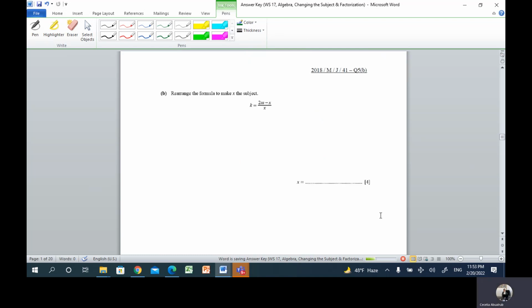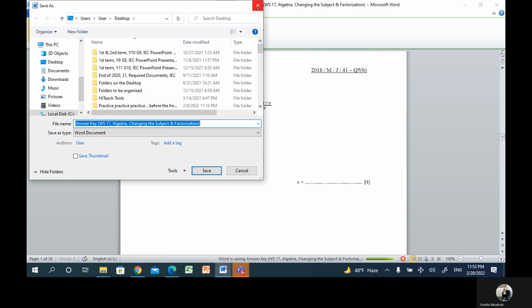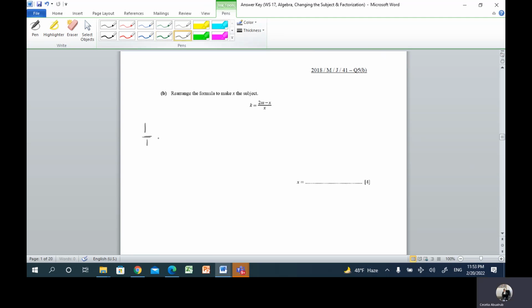Okay, let's go to this one. So they want us to make x the subject, and accordingly, this one can be rewritten as k over 1 is equal to 2m minus x over x. Let's cross multiply. Denominator on the right times the numerator on the left. Denominator on the left times the numerator on the right. And if you say 2m minus x times 1, it will be 2m minus x. And k times x, it's kx.